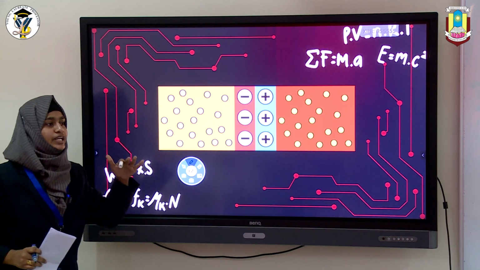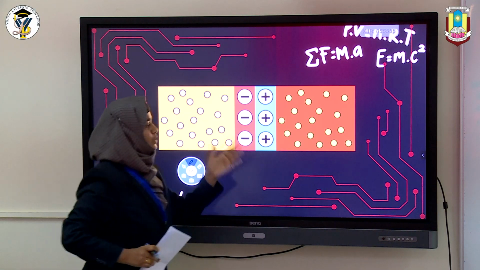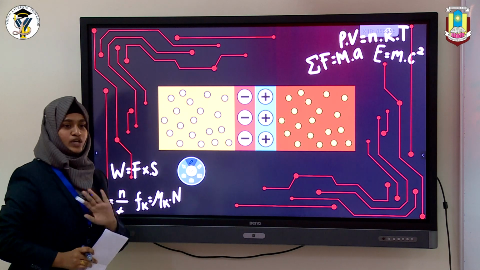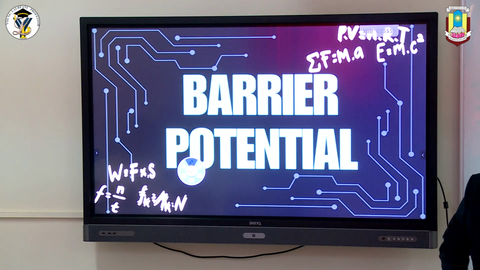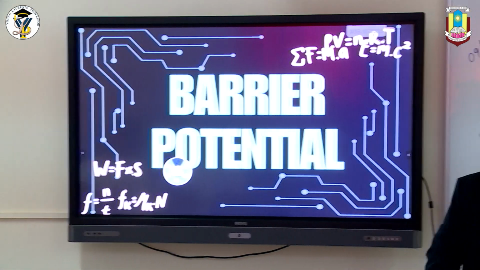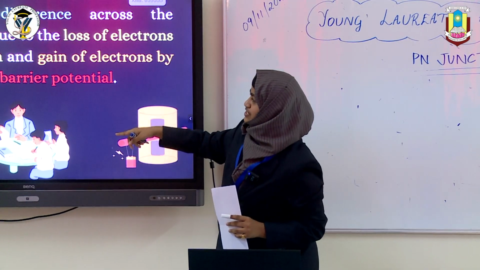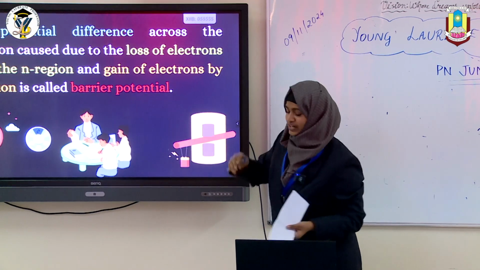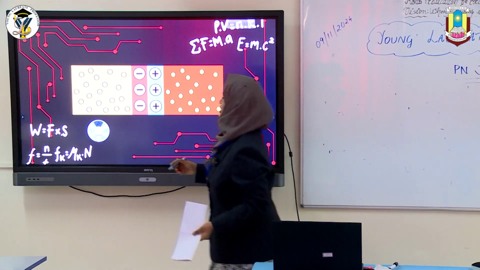Hole diffusion from P to N or N to P? From P to N. Who can tell me in which direction will be electron drift? N to P. So I hope diffusion and drift is clear with all, because now we are dealing with another terminology called barrier potential. The potential difference across the junction caused due to the loss of electrons from N region and gain of electrons from P region is called barrier potential.